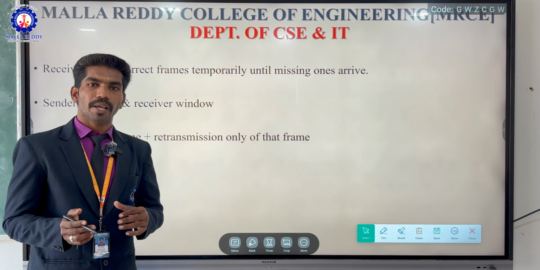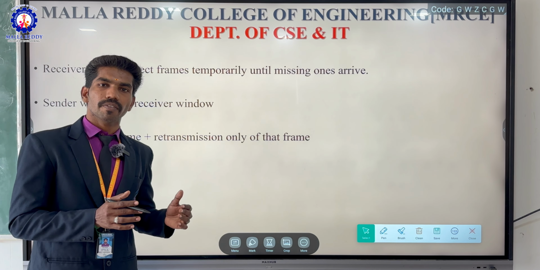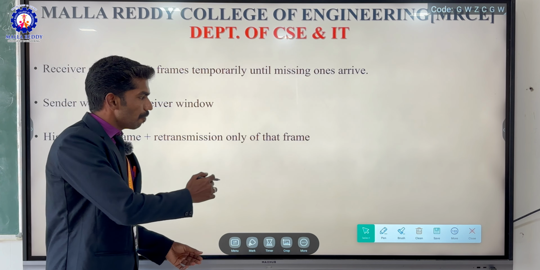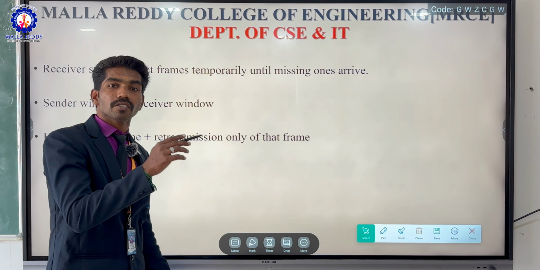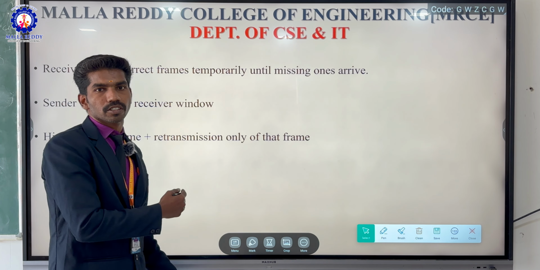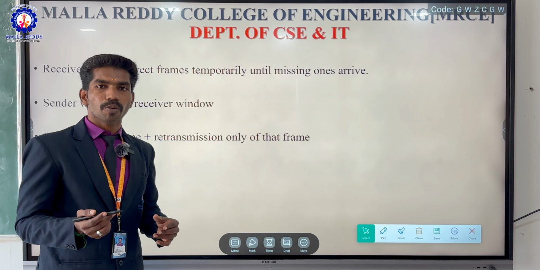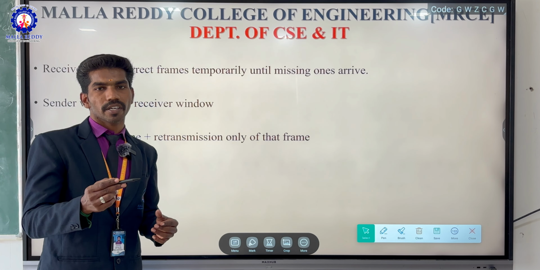For example, if the frames are correctly received by the receiver, the receiver will store those frames in the memory buffer. Once stored in the buffer, the receiver does not care about the earlier frames which were not received. So if some frames are lost during the transmission and not received by the receiver, only those frames will be mentioned and retransmitted by the sender to the receiver side.